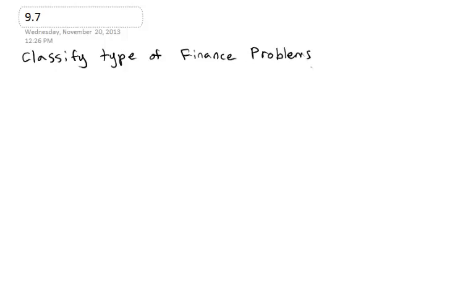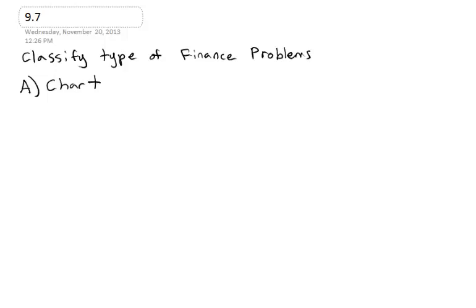So I'm not going to actually solve these problems we're talking about. We're just going to set them up, discuss what type they are, and why we picked what we picked, and then we'll go on to another example. And to help us decide what type of finance problem we're going to look at, I'm going to look at a little chart here.